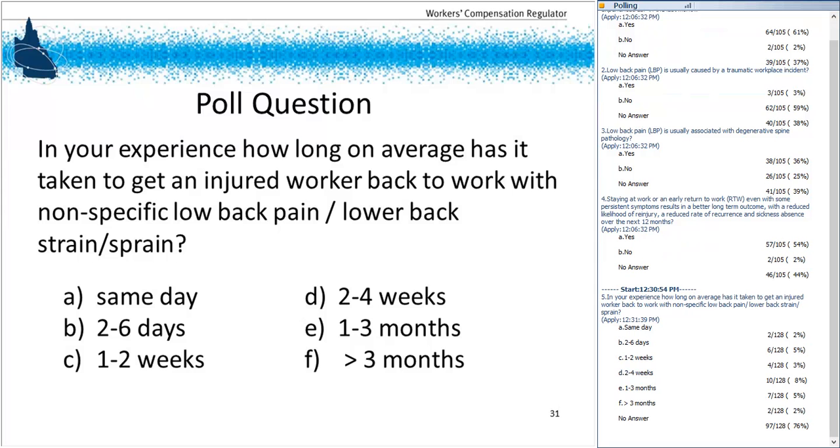Okay, so it's quite varied. I guess the most predominant one is 2 to 4 weeks, which is good, but it's probably more varied than I was expecting. So it's quite interesting. Like I said, there is no one size fits all for these types of injuries. So it is kind of, I guess, an indication of the varying degrees in terms of recovery.